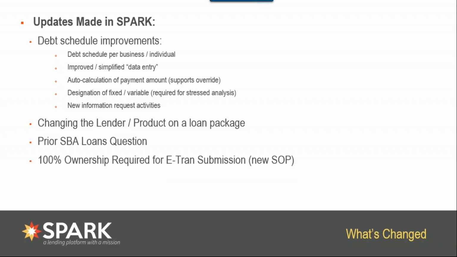We're also going to require that 100% of the ownership is designated in Spark. This is part of the new SOP requirements from the SBA, so you will have to designate 100% ownership.